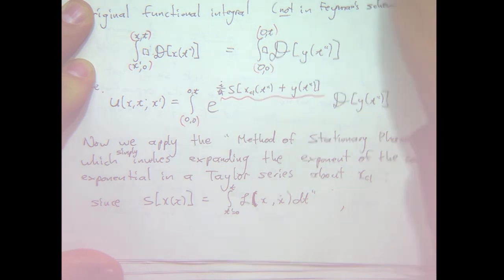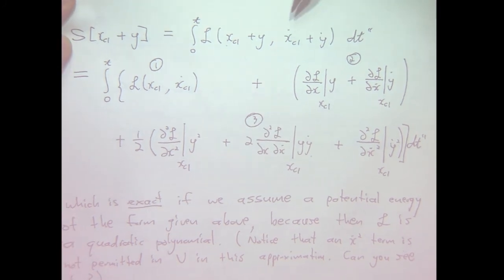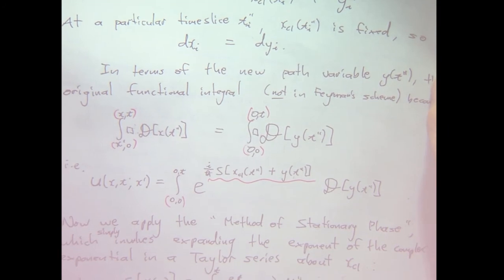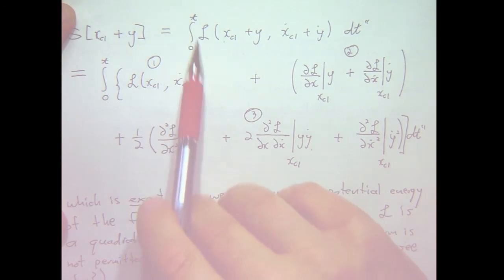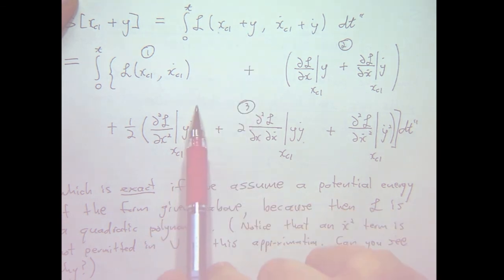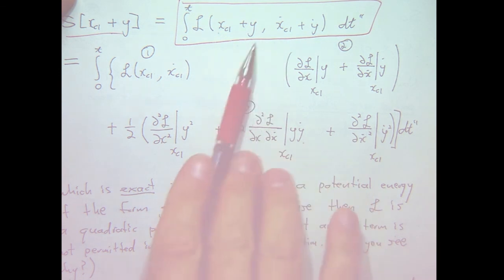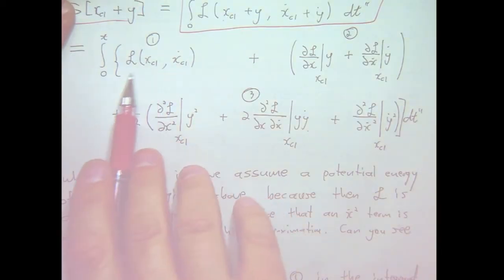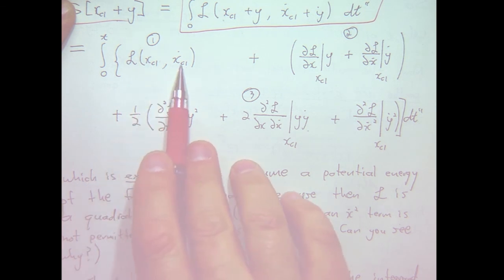So the action is defined as that. So here it is, expanding to second order. So there's the Lagrangian, integral 0 to t, basically, of the Lagrangian. This is the action, the exact variable value. But what we want to do is expand about y equals 0, or the zero path sort of thing. So that becomes, there's the zeroth term. There's the Lagrangian evaluated at the classical path, and the time derivative of the classical path.